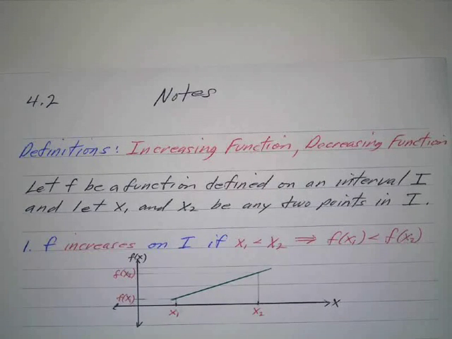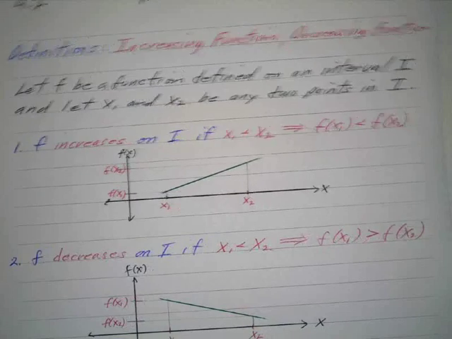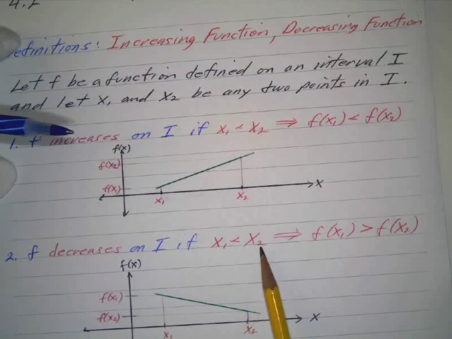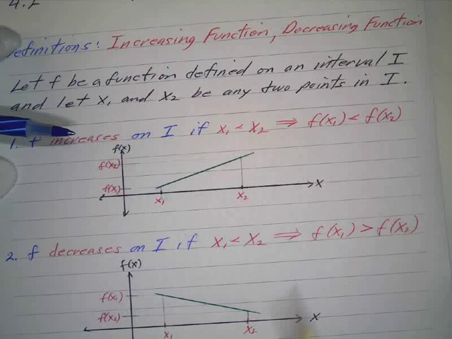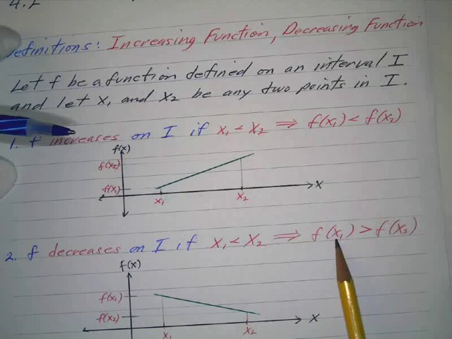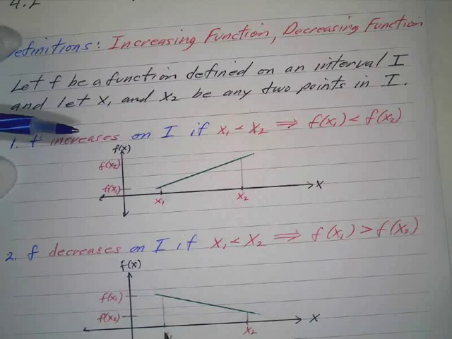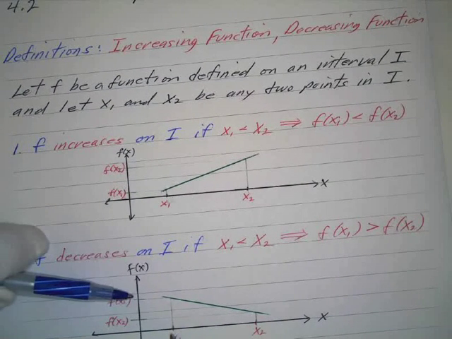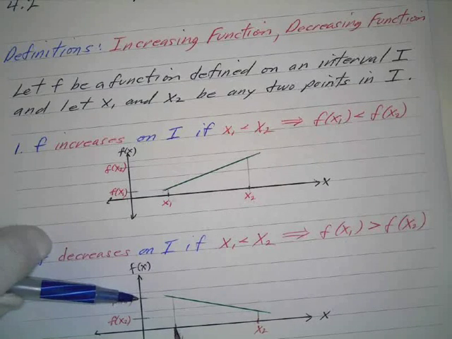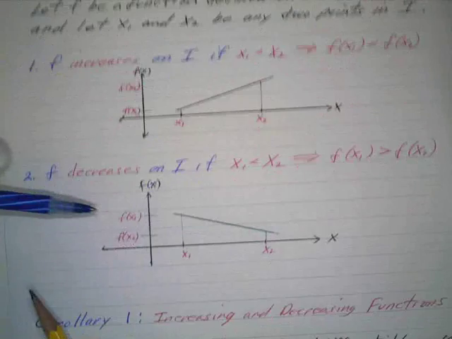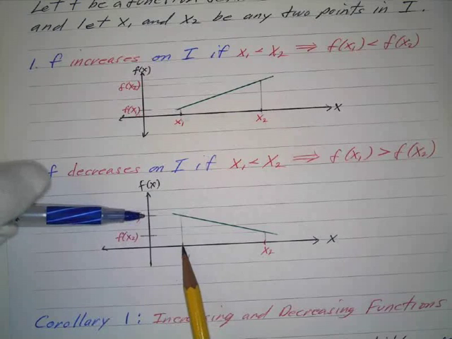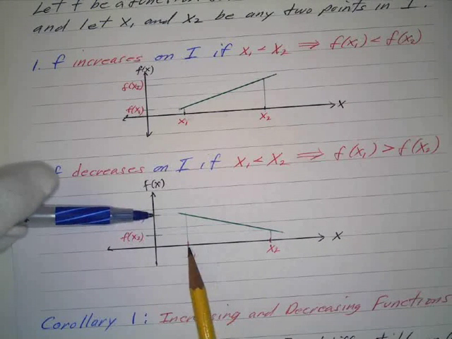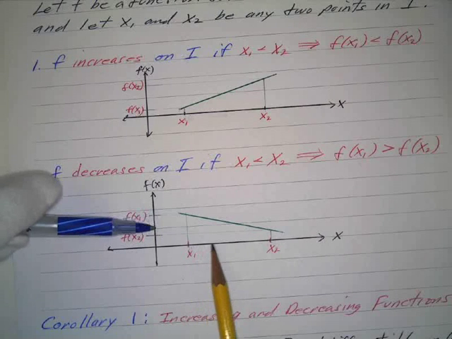Okay? All right. f decreases on I if x sub 1 is less than x sub 2. So it's the same situation here, but that implies that f of x sub 1 is greater than f of x sub 2. So as I go to the right, my vertical positions get lower. So in other words, you can see here, this would be the horizontal position, that's the vertical position, and as I move to the right, oops, let me get this up a little bit higher. See, as you move to the right, notice how your vertical positions go down.